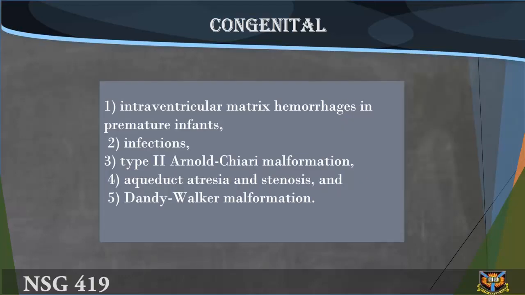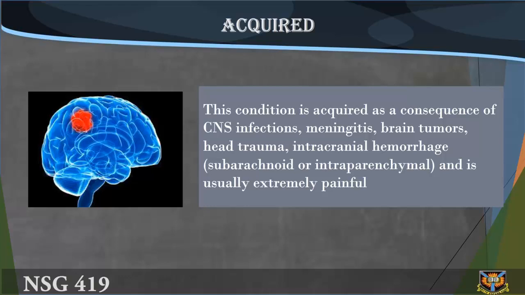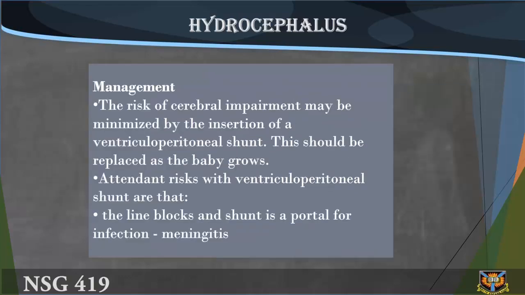which include intraventricular matrix hemorrhage in premature infants, infections, type 2 Arnold Chiari malformation, aqueduct atresia and stenosis, and Dandy Walker malformation. Acquired: this condition is acquired as a consequence of CNS infections, meningitis, brain tumors, head trauma, intracranial hemorrhage, subarachnoid or intraparenchymal, and is usually extremely painful.